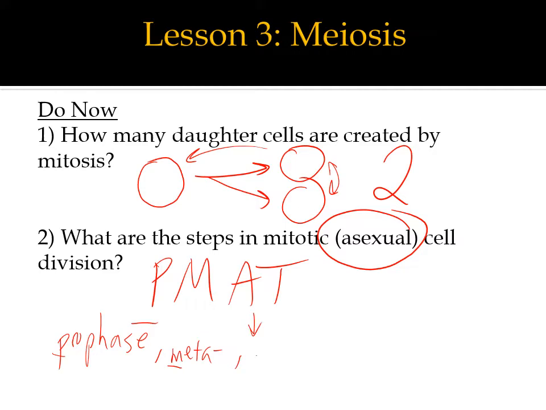A is anaphase. A for ana, A for away. The chromosomes start to pull to opposite ends of the cell. And T is for telophase. T for tele, T for 2. You get 2 new nuclei forming. The 2 groups of DNA that are on either side of the cell start to get a new nucleus forming around each one. And then the cell will also pinch in the middle and pull apart to make your 2 identical daughter cells that we see up top. So PMAT, prophase, metaphase, anaphase, telophase, for your 4 stages of mitosis.